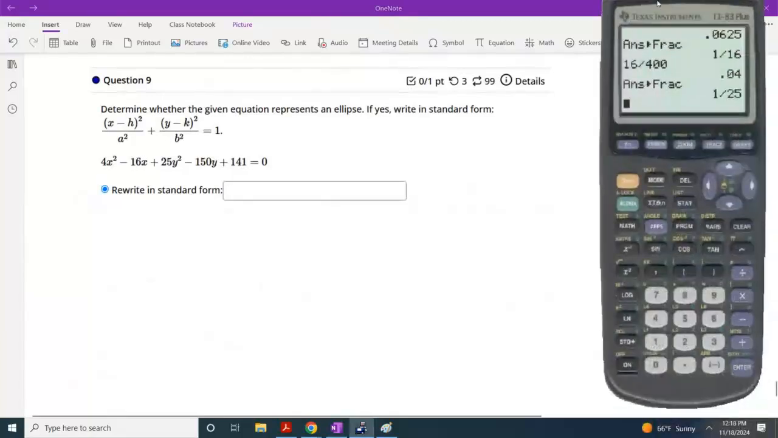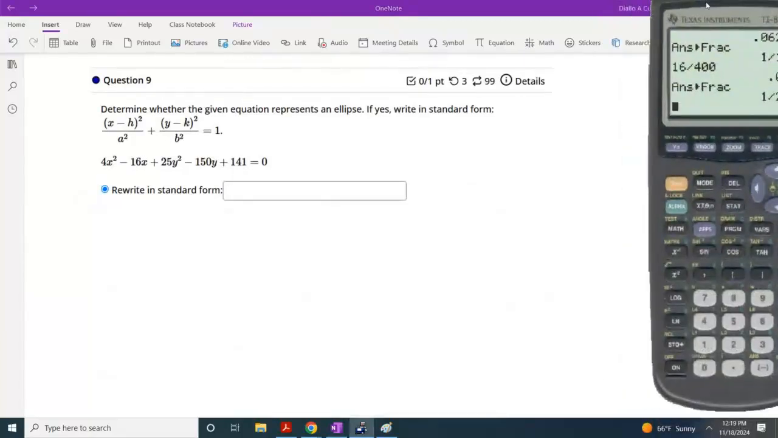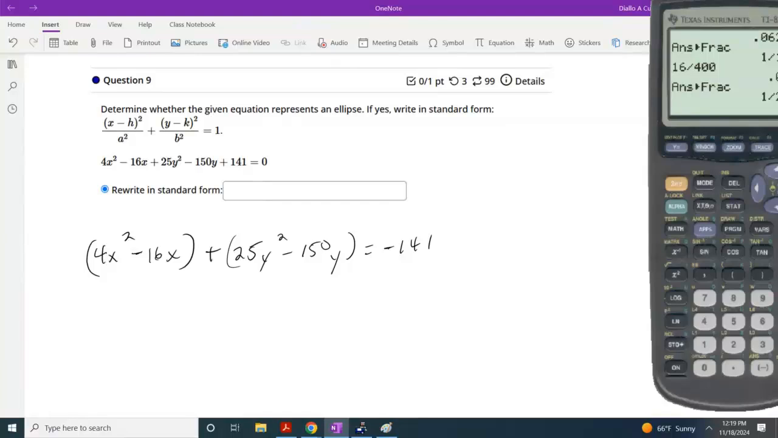All right, so this is number 9. We're going to do this the same way, okay? So we're going to regroup. We're going to group our like variables on the left-hand side, and then we're going to push the constant to the other side. So this is 4x squared minus 16x plus 25y squared minus 150y is equal to negative 141. So I just regrouped my like variables, and I isolated the constant.